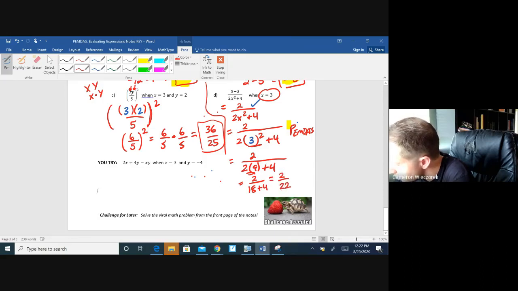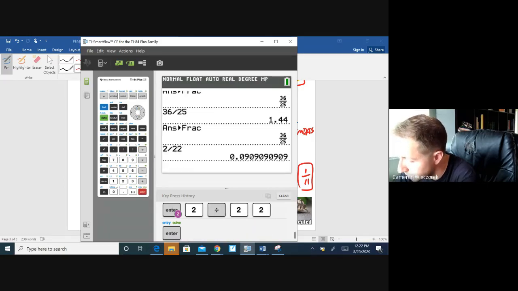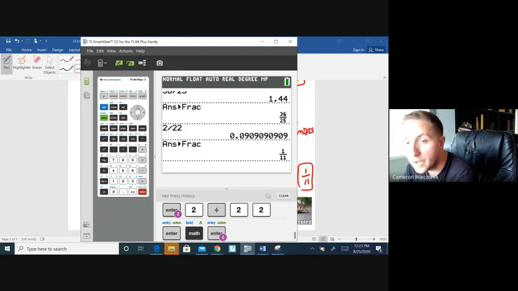2 over 22, which is not simplified because I can divide a 2 out of the top and the bottom, which would make this 1 out of 11. And on your calculator, again, you would do 2 divided by 22. And then you can hit math, enter, enter, and it'll simplify it to 1 out of 11.